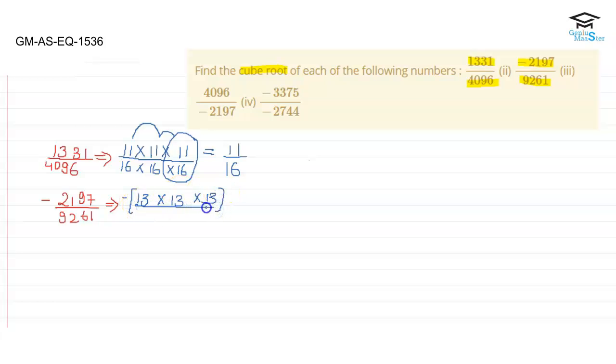And when we factorize 9261, we get 21 into 21 into 21. Since 13 by 21 is multiplied 3 times by itself, 1, 2 and 3, the cube root will be 13 by 21, and with the negative, negative 13 by 21.